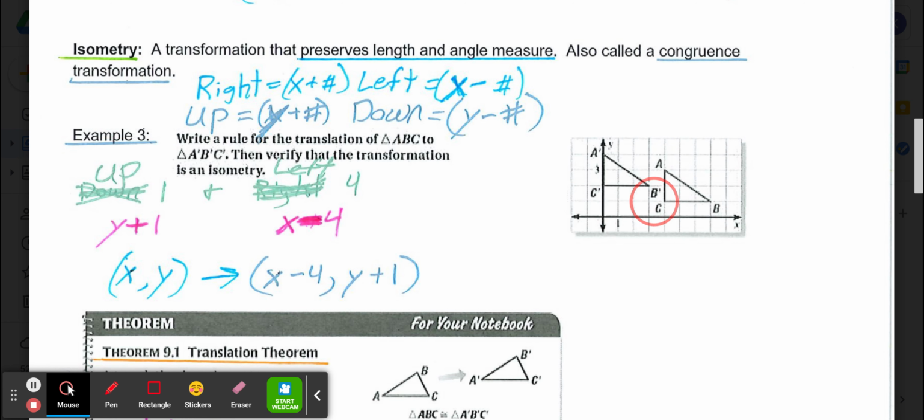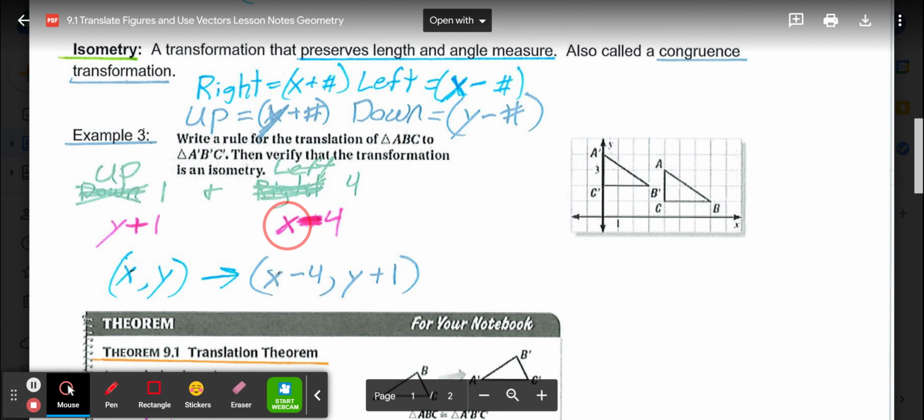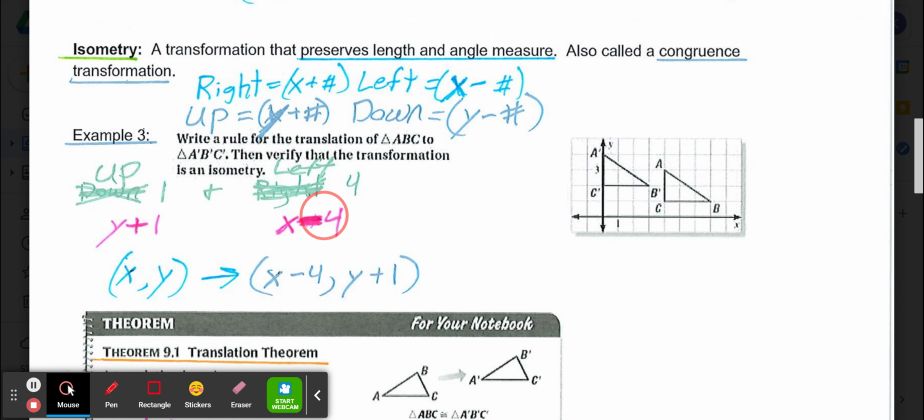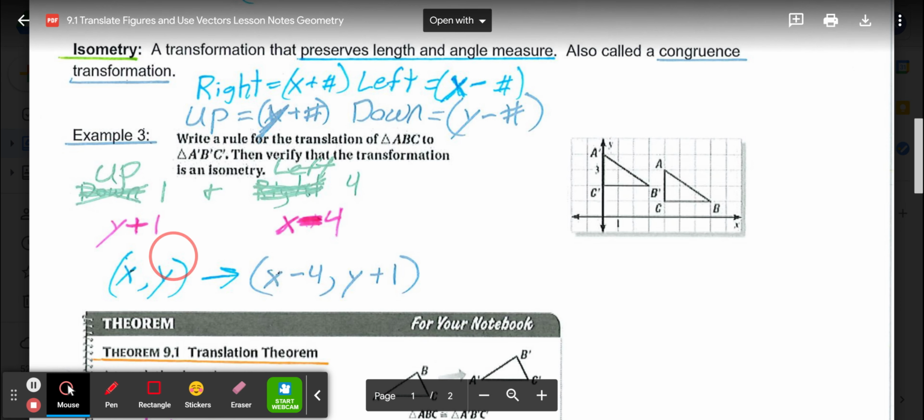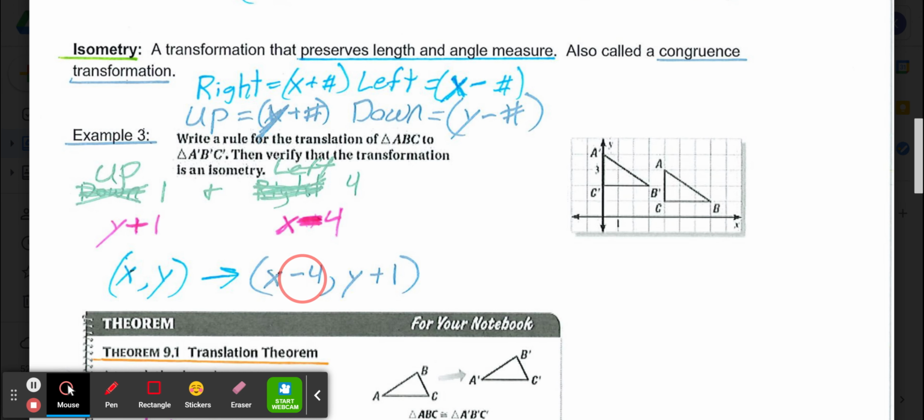So our translation would be up 1, left 4. So that means our x value minus 4, because we're moving left, and the y value plus 1. So to write our rule, it would be (x, y) translation arrow, and then it's (x minus 4, y plus 1) in parentheses.